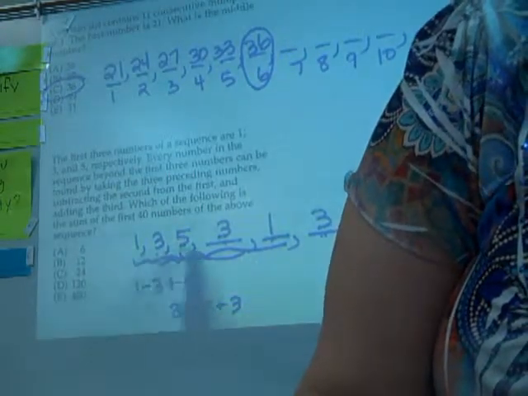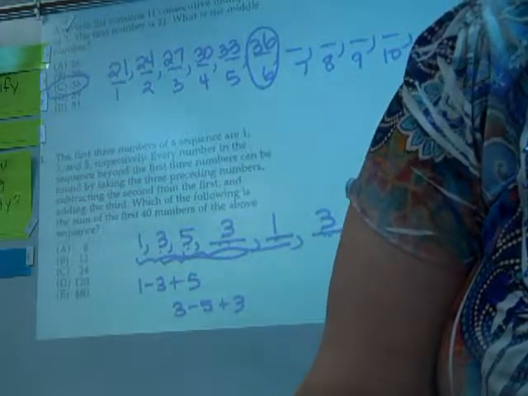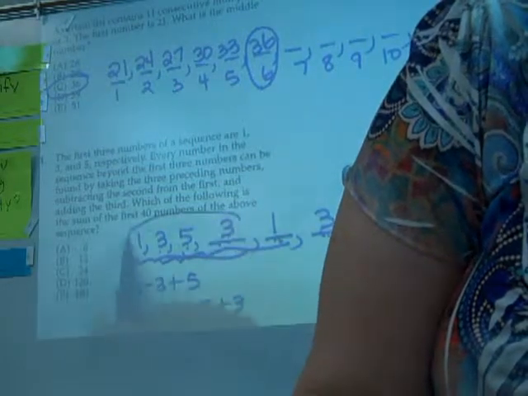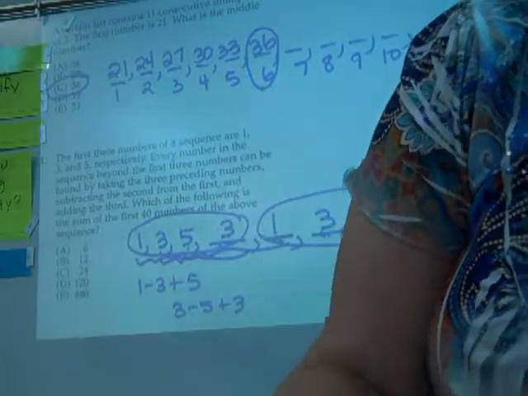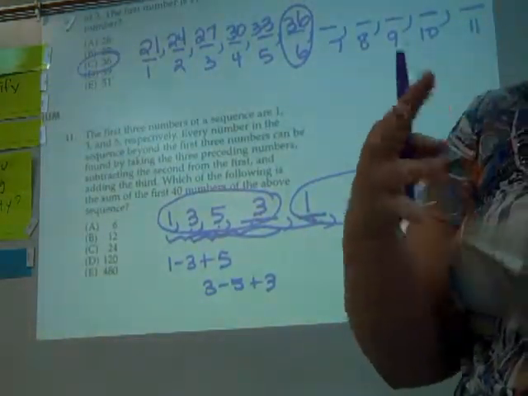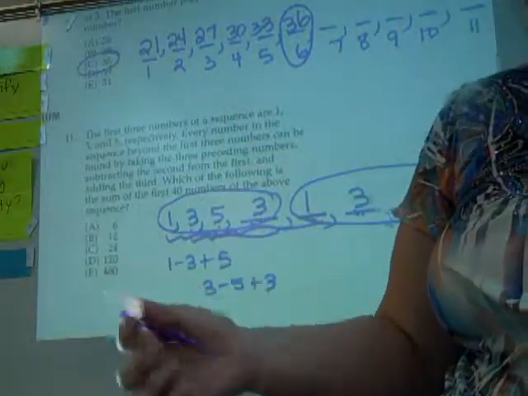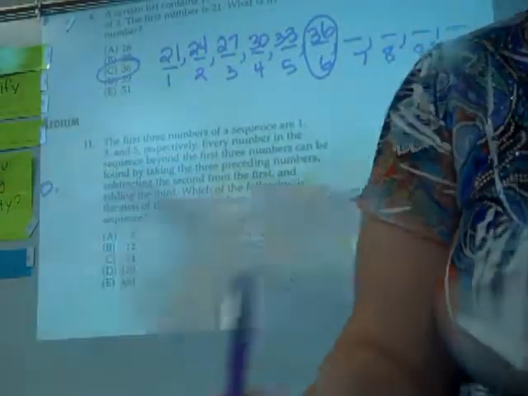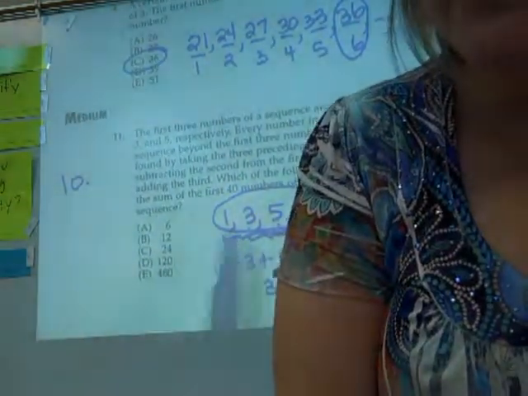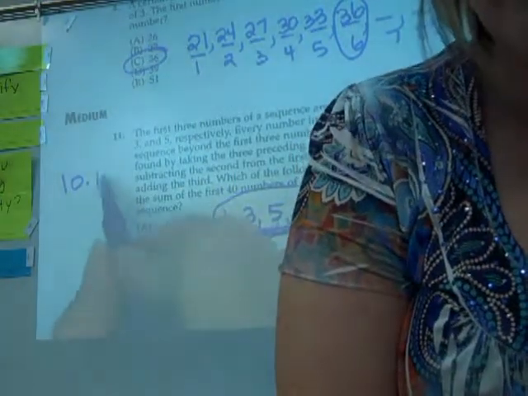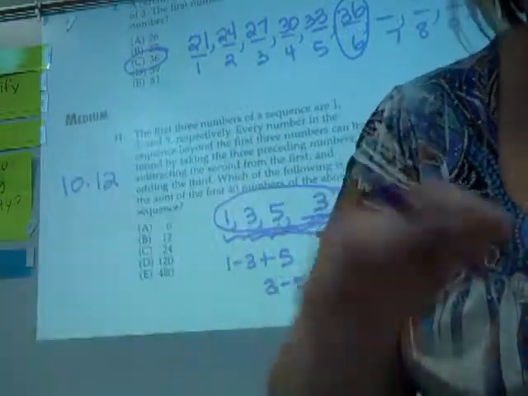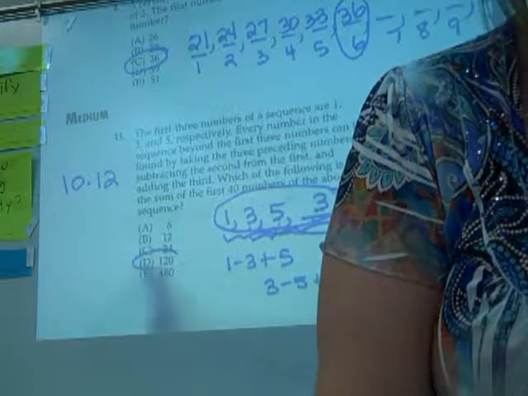It goes 1, 3, 5, 3, 1, 3, 5. The next one, if I do these 3 numbers, 1 minus 3 plus 5 is 3. So it's going to go 1, 3, 5, 3, 1, 3, 5, 3, right? Over and over and over again. So how many times will I have to do 1, 3, 5, 3 to get 40 numbers? I have to do it 10 times. And each group adds up to what? Each group of 1, 3, 5, 3 adds up to 12. So if I do 10 groups of 1, 3, 5, 3 to get 40 numbers, each of those 10 groups adds up to 12, then all 10 of them would add up to 140.